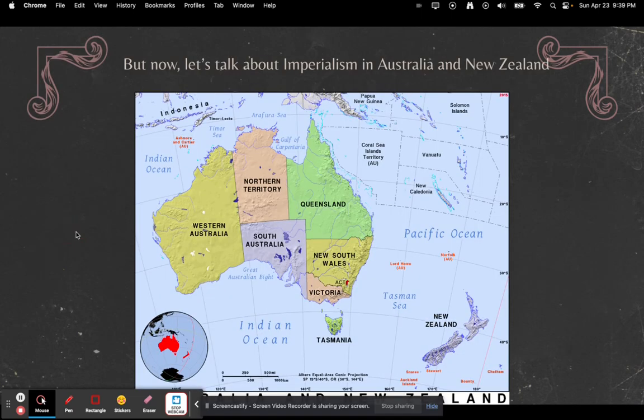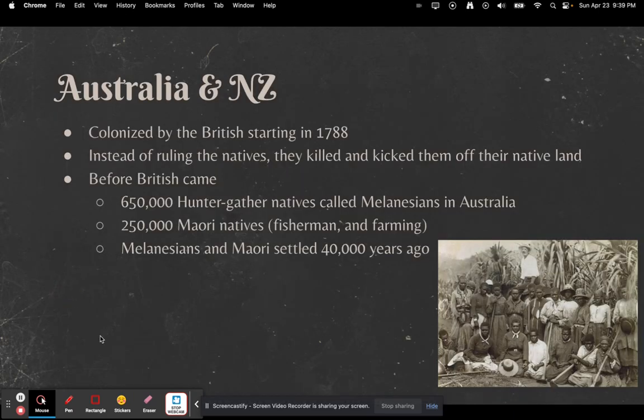Okay, but now let's talk about imperialism in Australia and New Zealand. You might sit there and think, really? Australia and New Zealand had imperialism? They did. Australia and New Zealand were colonized by the British starting in 1788.